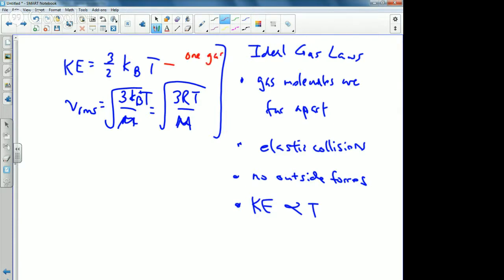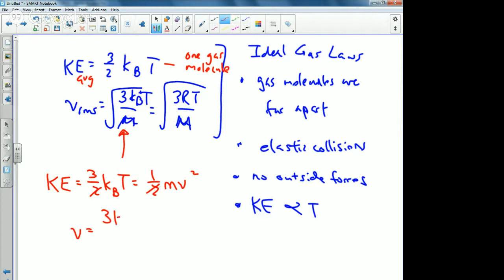One gas molecule. Because we are talking about one gas molecule, the average kinetic energy of one gas molecule, then we can always say KE equals 3/2 kBT is equal to 1/2 mv squared. That crosses out, and that is how we derive that formula over there. We get speed is equal to the square root of 3 kBT over m.